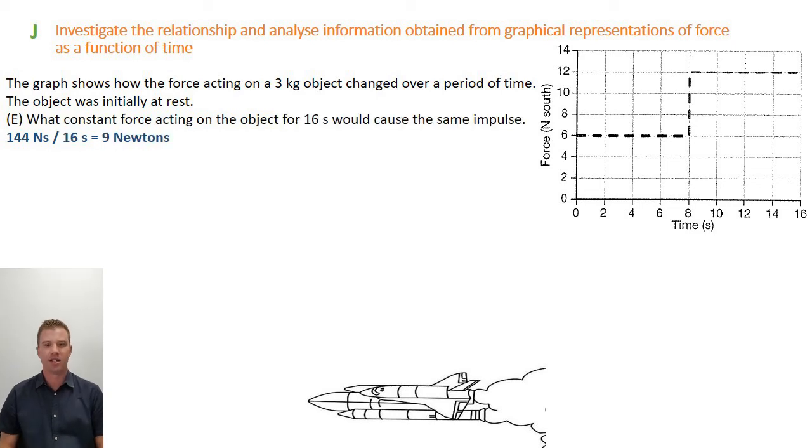And for E, what constant force acting on the object for 16 seconds will cause the same impulse? Then you do 144 Newton seconds divided by 16 seconds, so it needs a constant force of 9 newtons. Alright, that's a very simple force time graph explanation. I'm going to do many more questions in class, so we'll focus more in depth there, and this was just one of those examples.